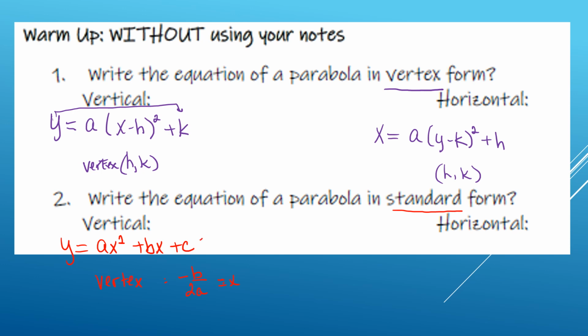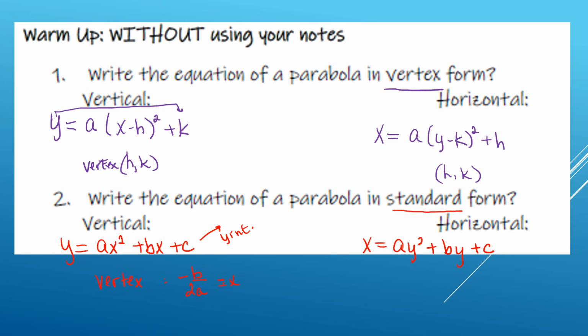Another little bit of info that we learned or were reminded of is that the constant value is also, in this case, our y-intercept. So your graph should cross at that point, and you should make sure you include that one. For horizontals in standard form, again, it's horizontal, so the equation has to start with x equals, and it's going to look very similar, but all of our x's changed to y's now: a y squared plus by plus c.